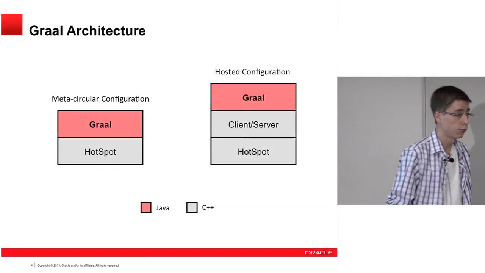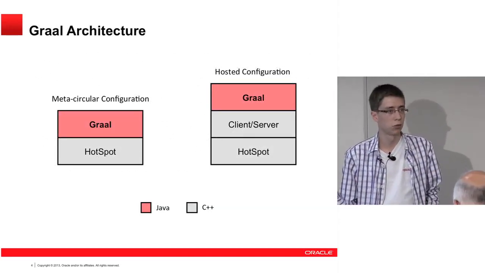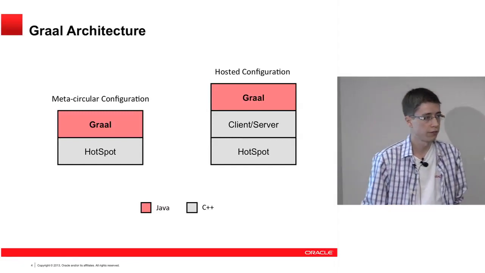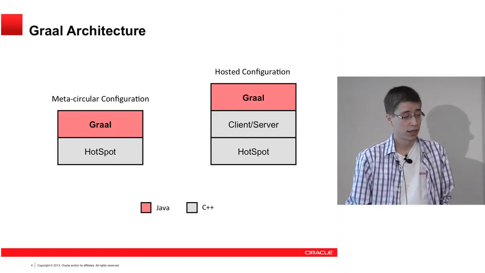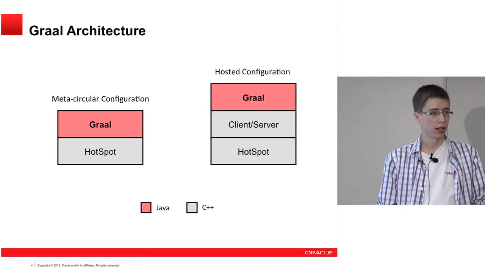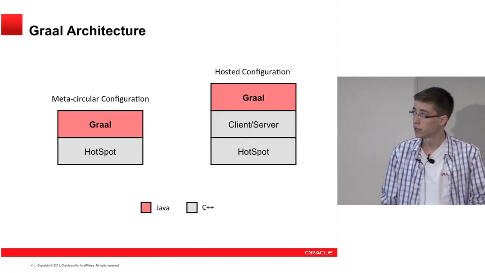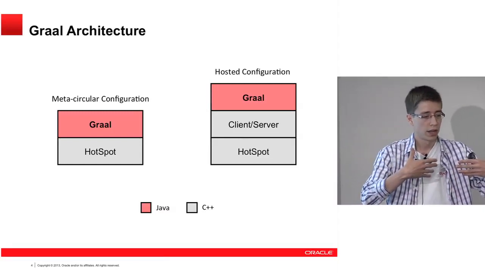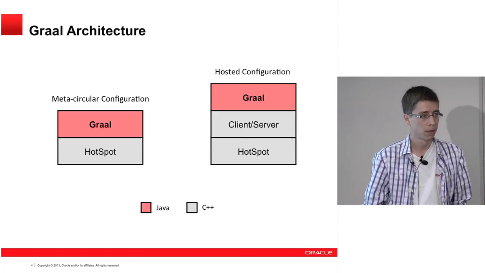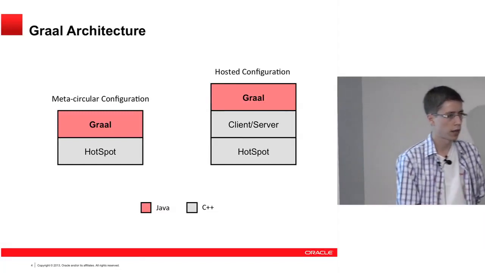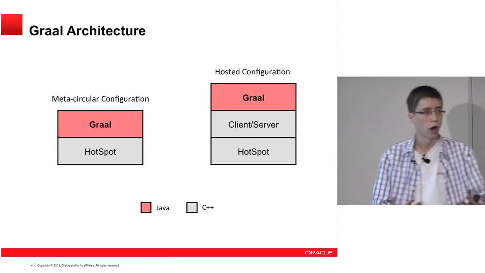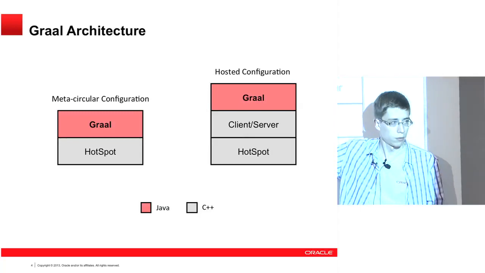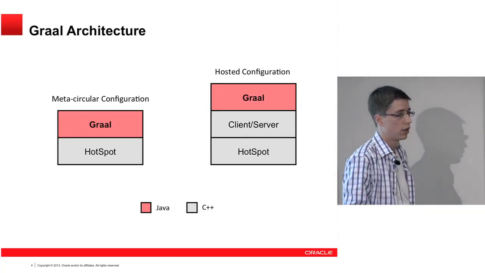Graal has been around now for a little bit more than 1 year as an OpenJDK project. And so Graal is a dynamic compiler written in Java for the JVM. It has two modes of operation. This is something new over the last year, actually. One is the metacircular configuration, where Graal would actually be able to run as the only JIT compiler in the VM. It's metacircular because in this case, Graal would compile itself before it can actually run programs. You can see here that Graal is written in Java, and there is some interface to HotSpot, which is written in C++.